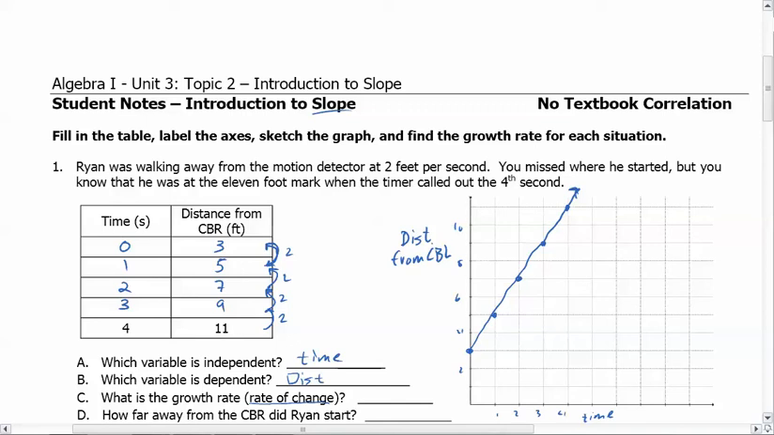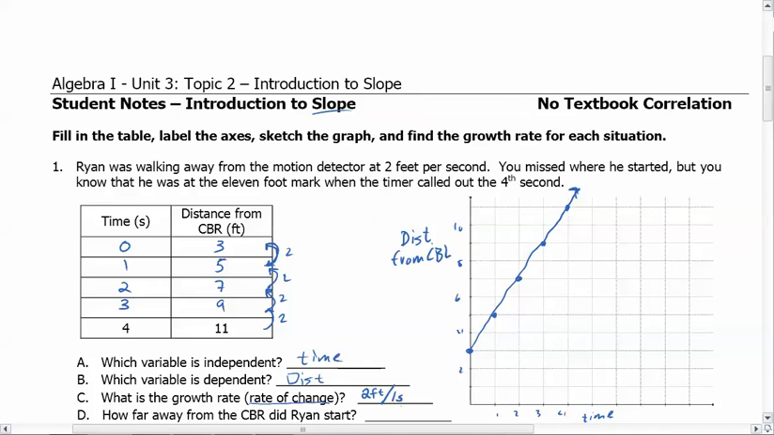And we can see that every time x increases by 1, y is increasing by 2, right? You can see that in the table, you can see that in the graph. Every time x increases by 1, y increases by 2. So the way that we say the rate of change is we say that y changes by 2 feet per 1 second.